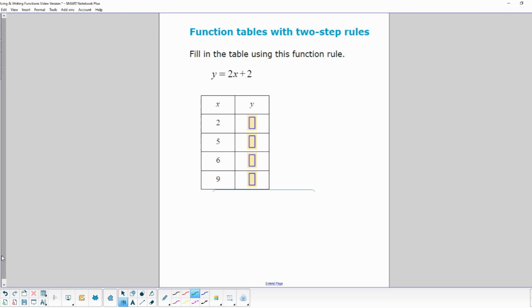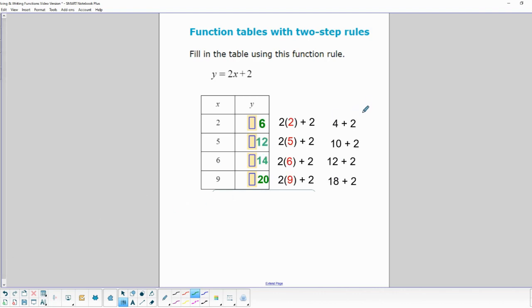Now for a problem like this, you actually plug different numbers into this equation. So you're going to plug in 4 different numbers into this equation and determine what the output is. That could look something like this. I'm plugging in the numbers 2, 5, 6, and 9. And when I do that, I end up with 4 plus 2 is 6, 10 plus 2 is 12, 12 plus 2 is 14, and 18 plus 2 is 20.